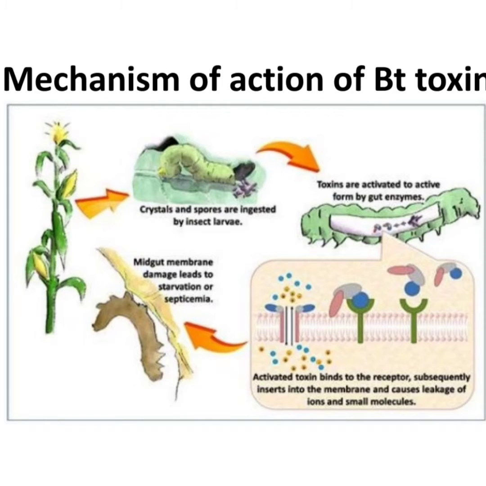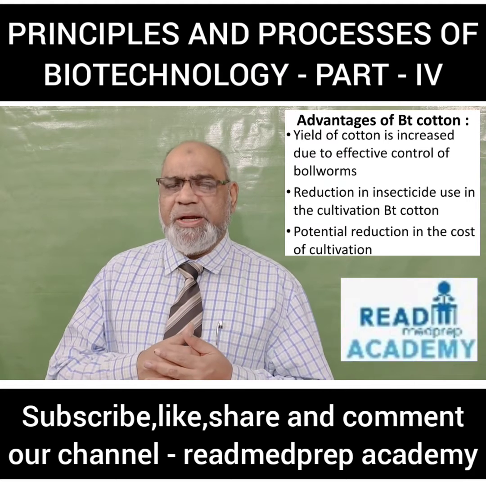Here you can see the transgenic plant having the crystals and spores of BT toxin, which are ingested by the insect larvae. The toxins are activated to active form by the gut enzymes of the worms. The activated toxin binds to the receptor, subsequently inserts into the membrane and causes leakage of the ions and small molecules. The midgut membrane damage occurs, leading to starvation or septicemia of the worm and the death of the worm. What are the advantages of BT cotton?